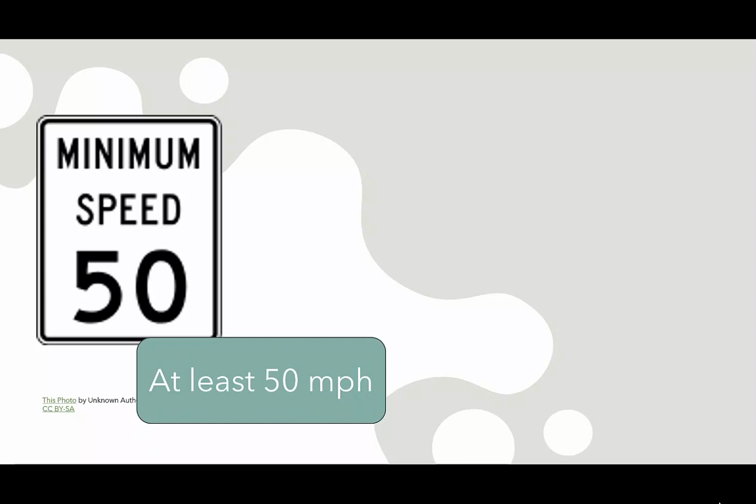If we're told there's a minimum speed of 50 miles per hour, then we know we should be driving at least 50 miles per hour. Again, using our variable x as the speed, we would write x is greater than or equal to 50. So we have a connection to at least being greater than or equal to, and at most being less than or equal to.